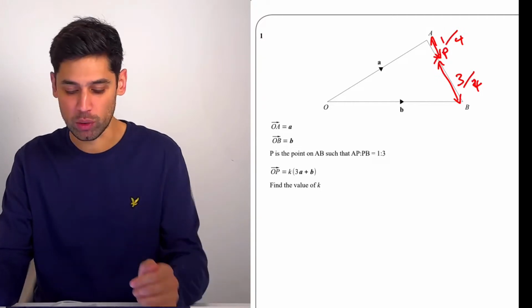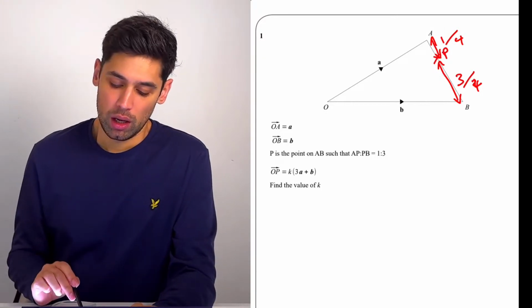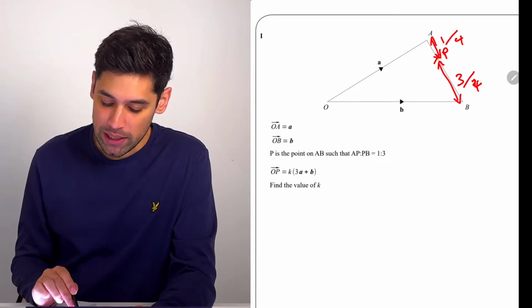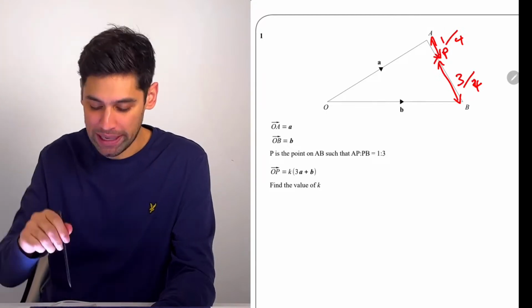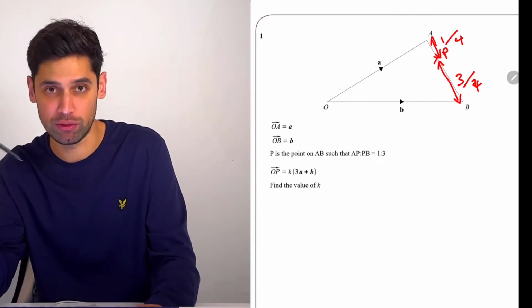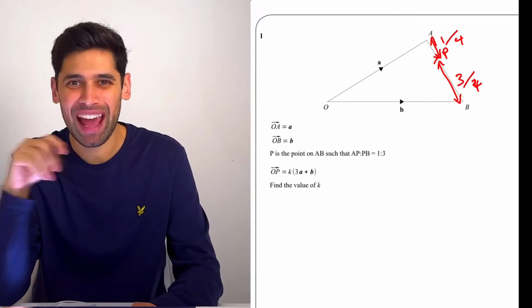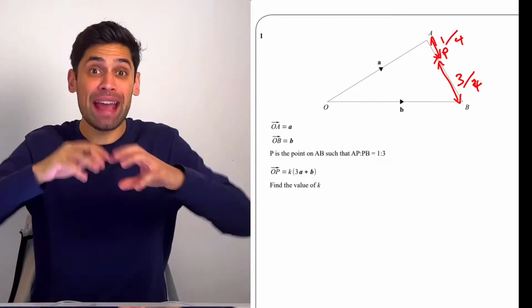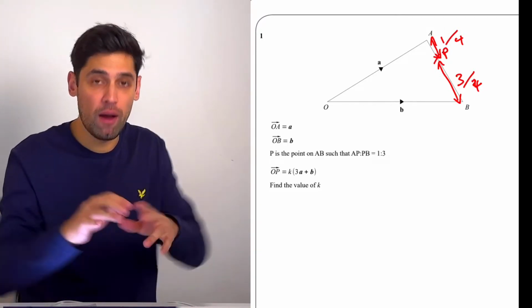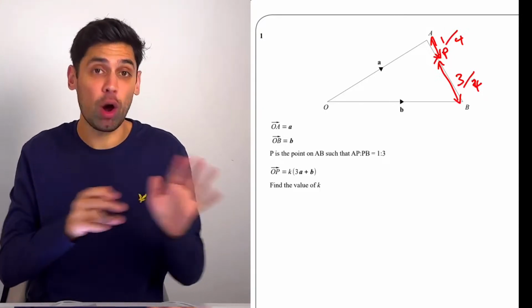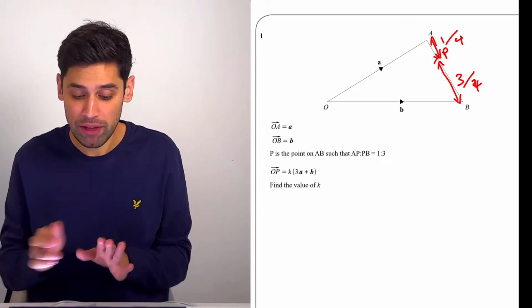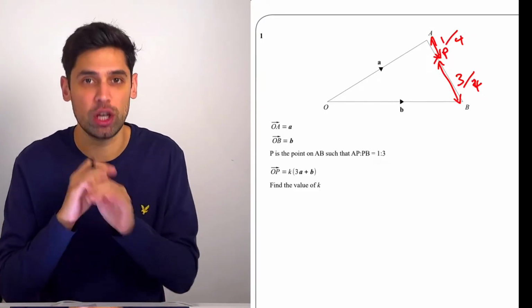Anyway, let's move on with this question. They're now saying OP equals K brackets 3A plus B. Find the value of K. So my general rule with vectors is on any question, if they have mentioned a vector, find the vector, even if they're not asking you to find it. If they have mentioned a vector anywhere in the question, just find it.